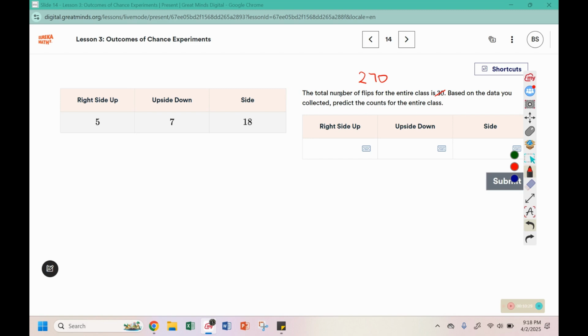Then it says, based on the data you collected, predict the counts for the entire class. Well, we predicted that 5 out of 30 would be right side up. So if we're changing our total from 30 to 270, we can figure out what the equivalent fraction is for that. Same thing for the upside down version, as well as landing on its side.